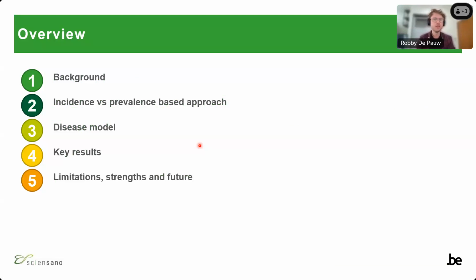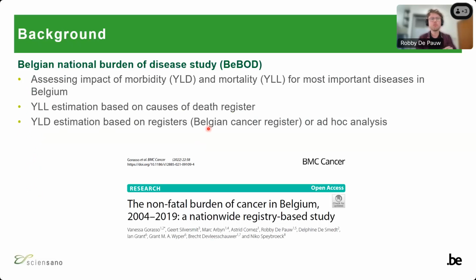In this presentation, we will first see the background and the link to the Belgian National Burden of Disease study. The estimates that we have are also incidence and prevalence based, and the results of these estimates are also available on the website that I will show a bit later in the presentation. We will talk about the disease model, some key results, and then some limitations, strengths, and the future. But first, I will start with some background.